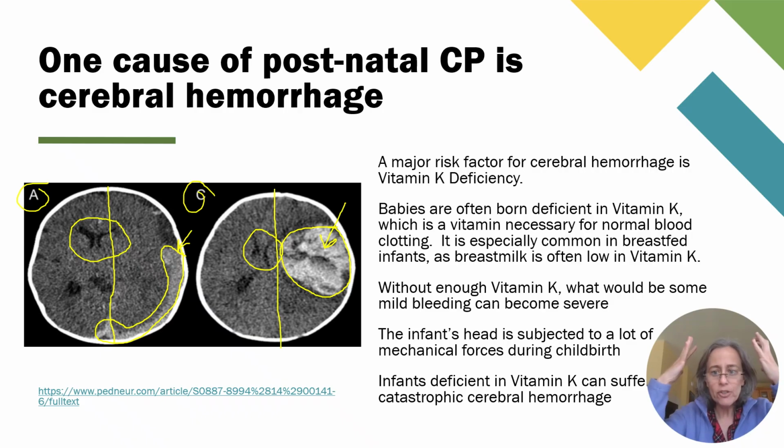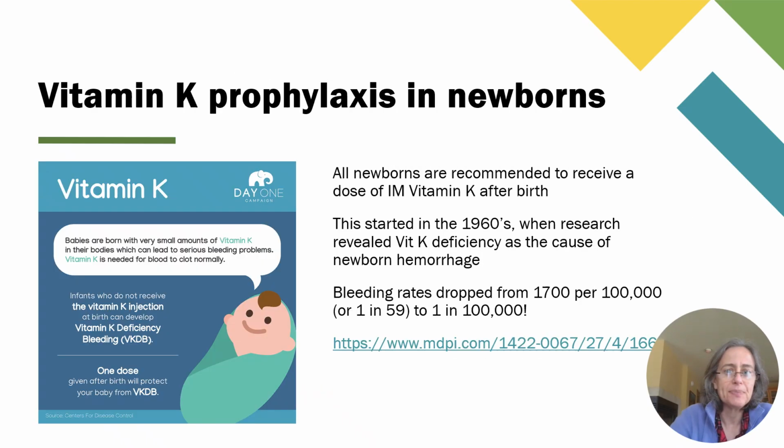So they're usually deficient in vitamin K. Their head during childbirth, as they were getting squeezed through the birth canal, is subject to a lot of mechanical forces. And so sometimes there can be a little bit of bleeding as a result of all that squishing, especially if it was a very difficult birth. But normally it's not a problem. But if you don't have enough vitamin K, it can cause catastrophic bleeding. So for that reason, all newborns are typically given a shot of vitamin K. So it says IM vitamin K, that means intramuscular. That's a shot, they put it right into their thigh after birth.